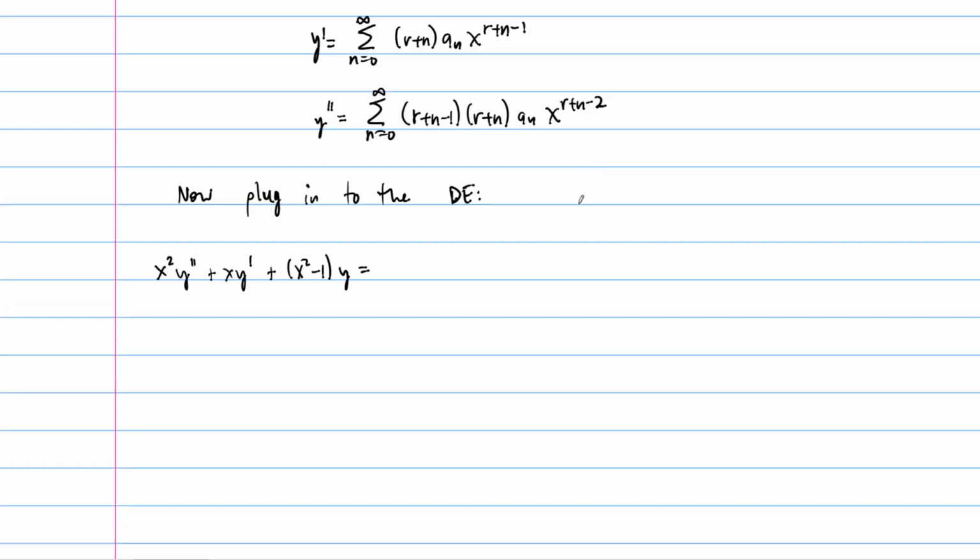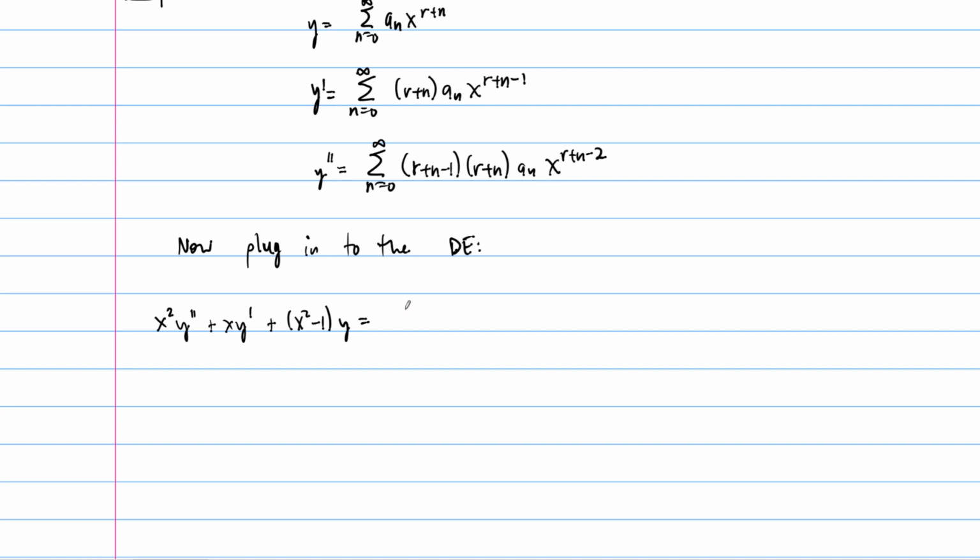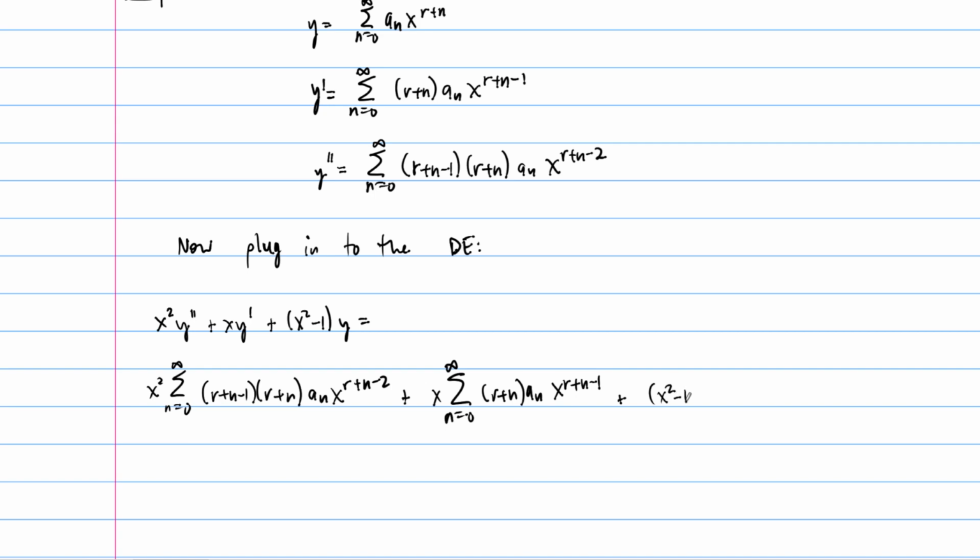Okay, so when we plug these in, what are we going to get? Well, this is going to end up being x squared times the sum, n from 0 to infinity, of r plus n minus 1 times r plus n a sub n x to the r plus n minus 2, plus the next term, x times the sum, n goes from 0 to infinity, of r plus n a sub n x to the r plus n minus 1, plus x squared minus 1 times the sum from 0 to infinity of just our power series, a sub n x to the power r plus n, and that's all got to equal 0.